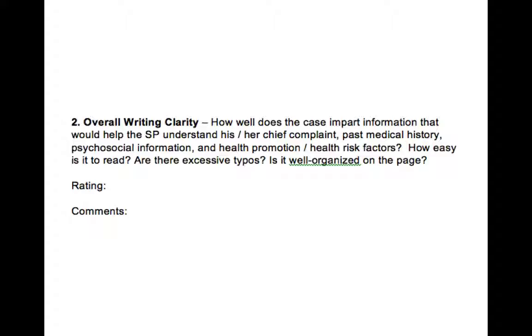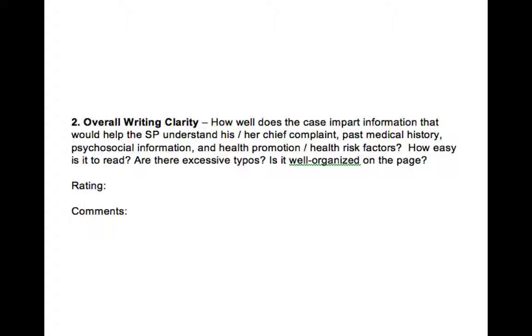How easy is it to read? Is the case itself laid out in a pleasing way? So much of case writing is about laying it out in a way that's really clear and readable. Are there excessive typos? That wasn't a great problem in this situation for the most part. But make sure that you always run any documents through spell check.